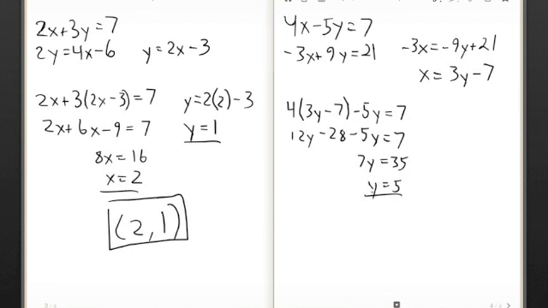Now that we have what y is equal to, let's put that back in this equation here. Again, we can pick any equation we want as long as it has both x and y in it. So that when we change y, we'll just have x left to solve for. So we'll have x equals 3 times y of 5 minus 7. This is 15 minus 7, which is 8, so x equals 8. And the solution here is 8, 5.